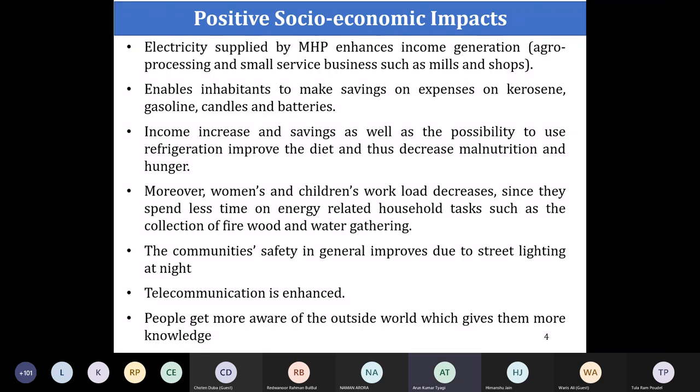Another positive socio-economic impact is that community safety in general improves due to street lights at night. Whenever a micro level hydro project has been installed in a village, it provides electricity throughout the day and night, and they get street lights at night also. Telecommunication is enhanced. After getting electricity, the telecommunication facilities also increase. People become more aware of the outside world, which gives them more knowledge also. So these are the positive socio-economic impacts that were found in various studies carried out on mini and micro hydro projects. Next.